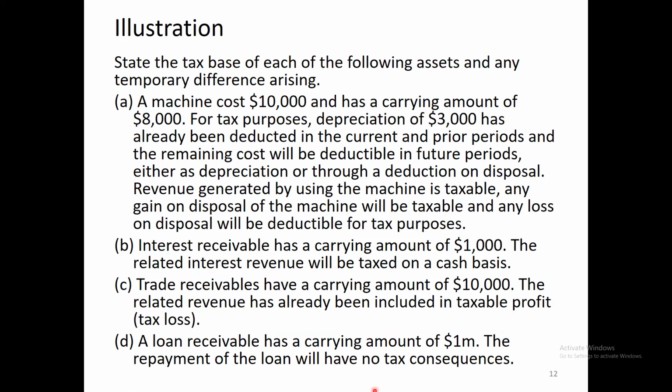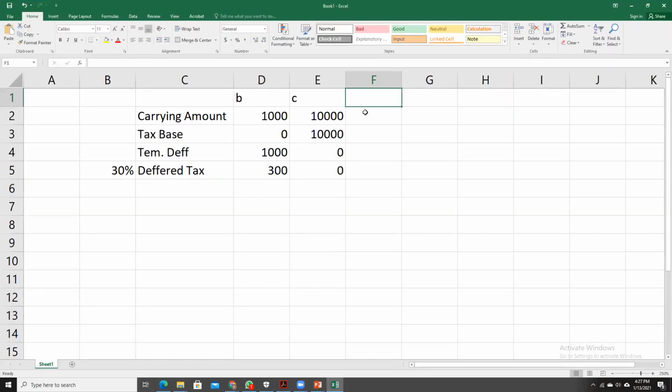Then for part D, how much is the carrying amount? 1 million. Good. And tax base? Is it taxable or not? No, then it's equal to 0. Then temporary difference 0 and deferred tax 0.